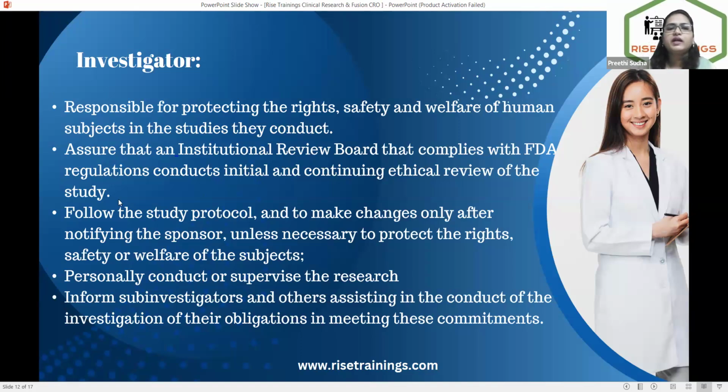The investigator has to follow the study protocol and make changes only after notifying the sponsor, unless necessary to protect the rights, safety, or welfare of the subjects. The investigator personally conducts or supervises the research, and informs the sub-investigators or others assisting in the conduct of the investigation of their obligations in meeting these commitments. So he is responsible for the overall clinical site.